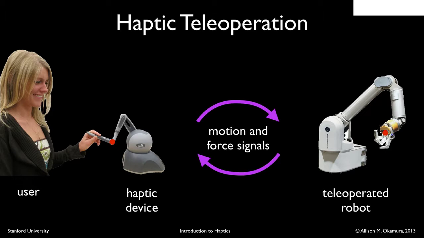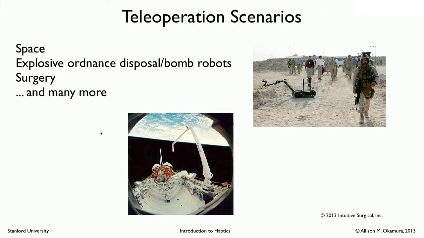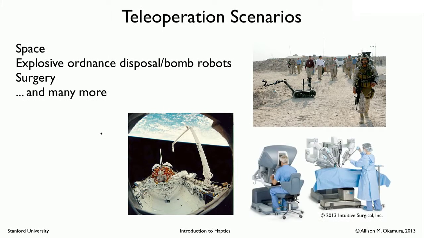And if this robot were to say contact a virtual environment, like a wall here, then it would generate a force on the haptic interaction point, which she would then feel on the master side. So in haptic teleoperation, you're replacing the virtual environment with a real robot. There are a lot of interesting teleoperation scenarios.